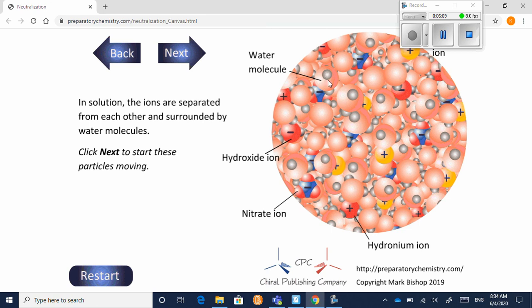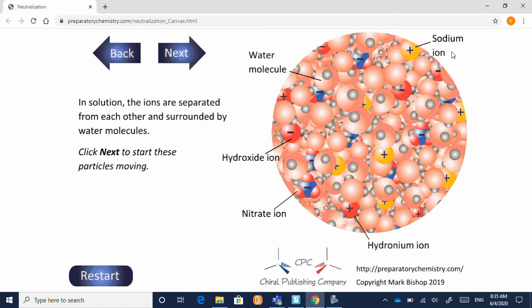So first of all, these pink molecules with the little gray attached to them, those are water molecules. And so you can see that they're the background of this entire reaction. So they dominate, you can see them everywhere. But in amongst these water molecules, we have these other ions.